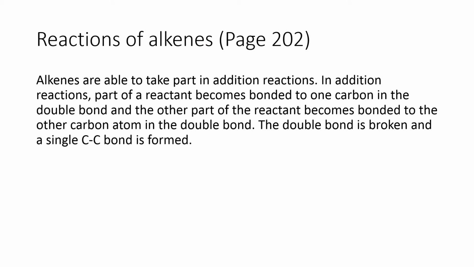Alright, continue here. It says that alkenes are able to take part in addition reactions. You see, in addition reactions, part of a reactant becomes bonded to one carbon in the double bond, and the other part of the reactant becomes bonded to the other carbon atom in the double bond. The double bond is broken and a single carbon-carbon bond is formed. So what does this mean? Let's just look at the next slide for me to explain these addition reactions.